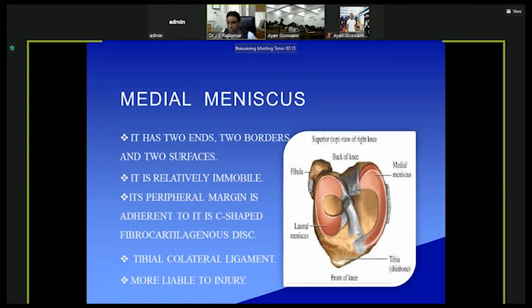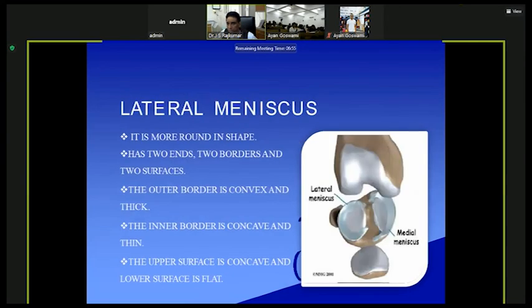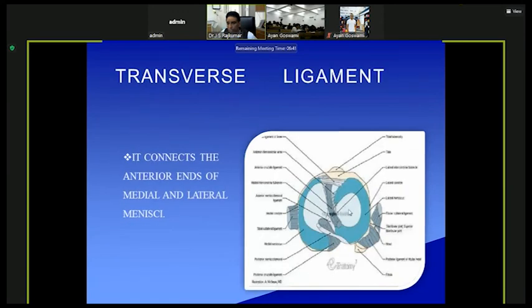These are, of course, the cruciate ligaments. So you can see the more rounded or oval shaped lateral meniscus. The two horns of the menisci nearly touch each other. That's the beauty of the lateral meniscus. See, it's more rounded in shape. The outer border is convex and thick. The inner border is thin. The upper surface is concave, and the lower surface lies against the tibial condyle.